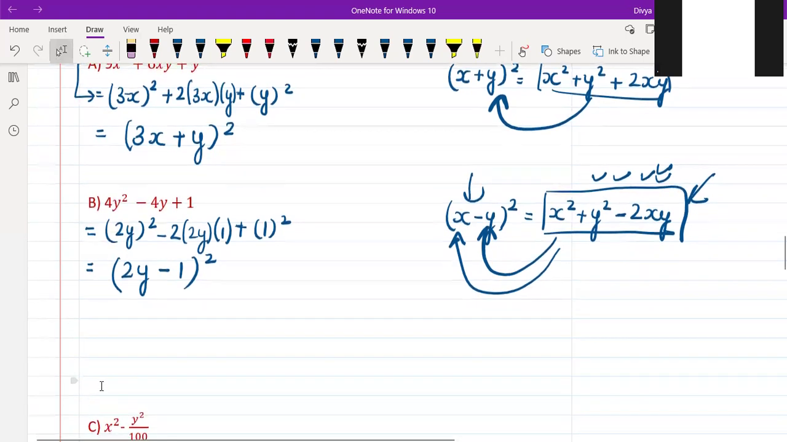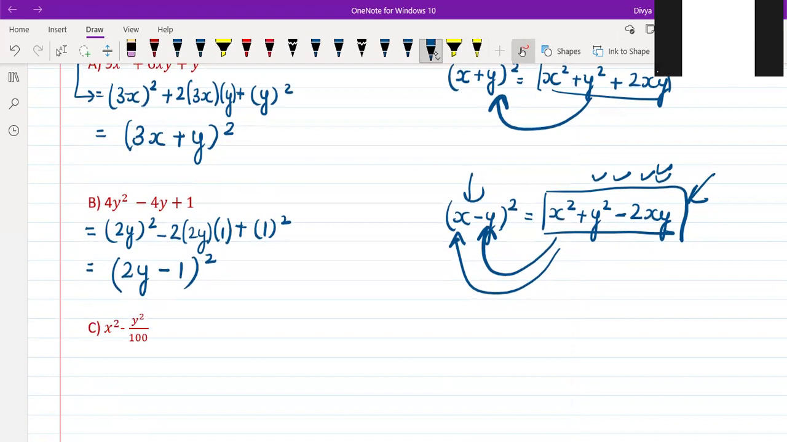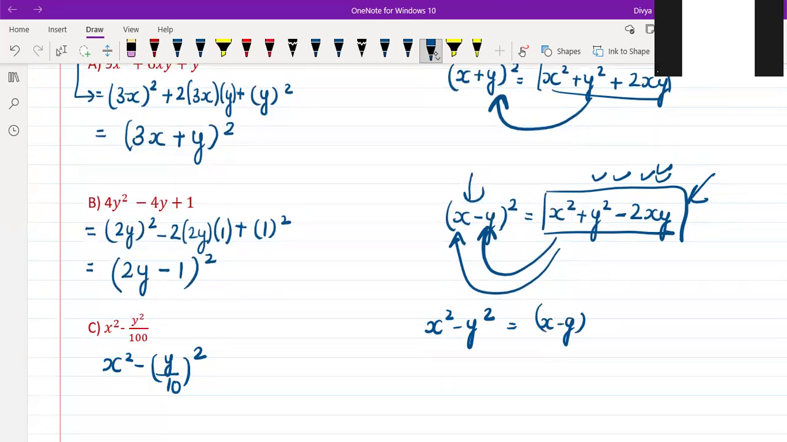Again, we will recognize which identity is the best suitable here. Now, let's look at the question very carefully, children. The first is the square of the first term, and the second is actually (y by 10) whole square. This is the question. Now, if you remember, we did one identity in the previous question also, which says x square minus y square is equal to (x − y) into (x + y). Now, we are given the question in this form. We have to write it in this way.